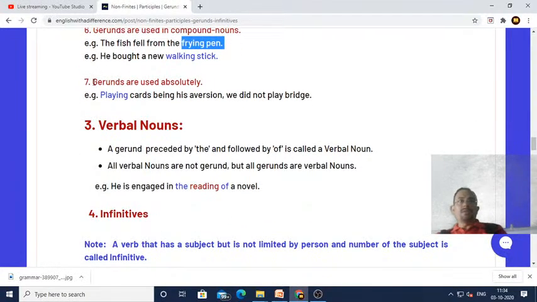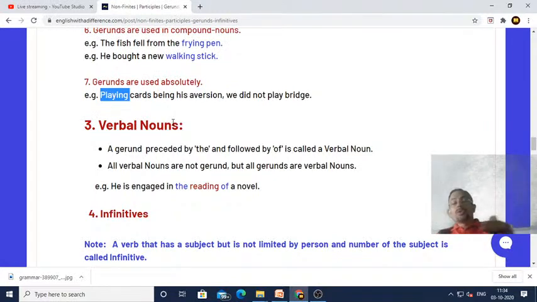Now let's move on to rule number 7. Gerunds are used absolutely. What do you mean by absolutely, dear students? See in the example, playing cards being his aversion, we did not play bridge. Aversion means dislike. So here you can see, whenever an ing word is used as the subject of a noun, then that ing word is said to be used absolutely in a sentence.